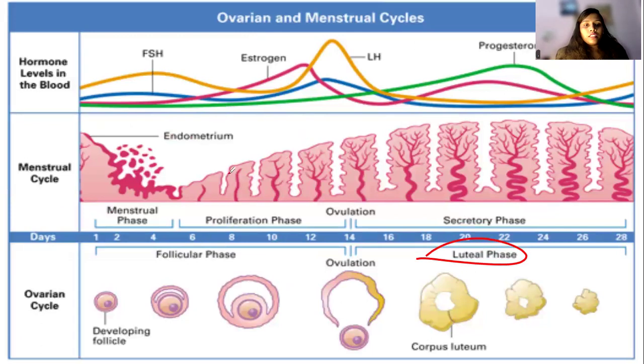Now, here you see the green line shows you the progesterone. If I ask you, what is the source of the progesterone? Progesterone was not present in the follicular phase. So what is the role of the progesterone? From where is the progesterone being released? It is released from this corpus luteum. Okay, so it is released from the corpus luteum.